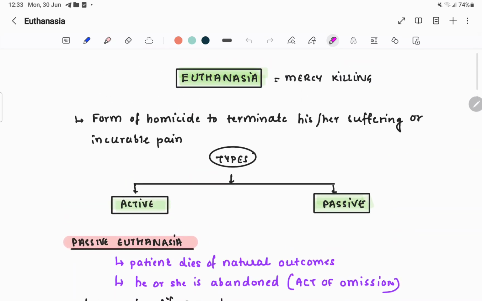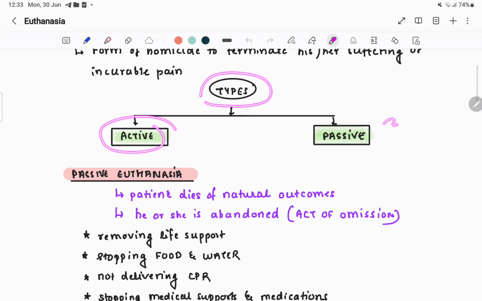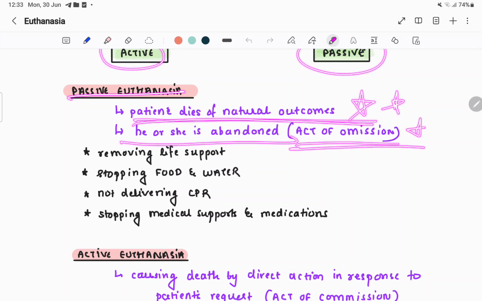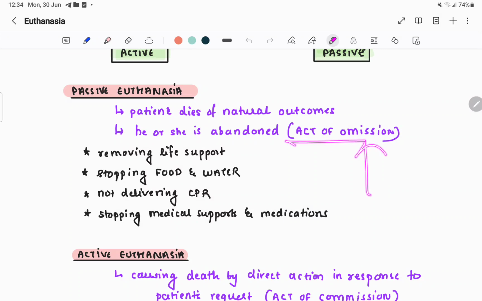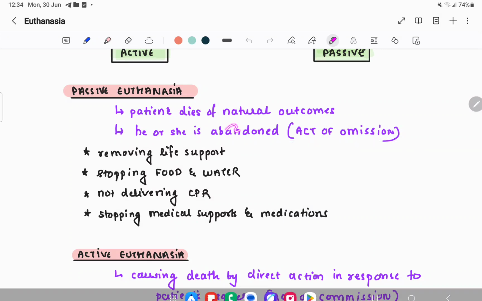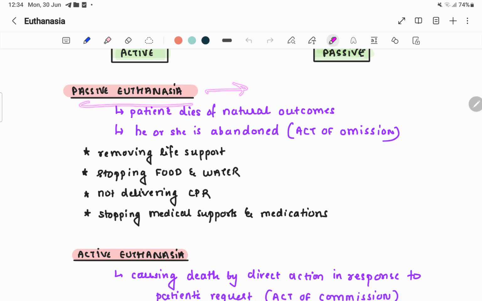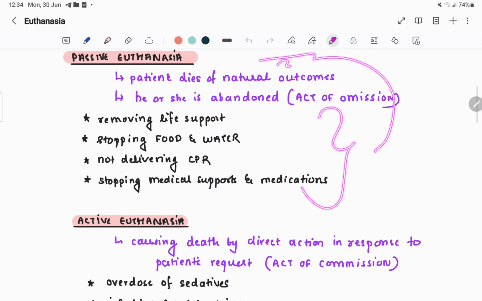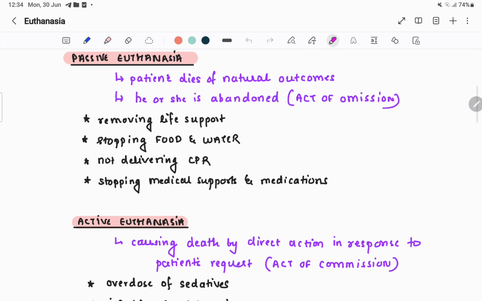So that is euthanasia. Types: active and passive. Passive euthanasia means the patient dies of natural outcomes, he or she is abandoned, that is, an act of omission is done here. It's not negligence, it's a voluntary act of omission. Passive euthanasia means you are not doing anything. You are removing life support, stopping food and water, not giving CPR, stopping medical support and medications. All of this will lead to the death of the patient and will be passive euthanasia. And very importantly, this is the patient's will.